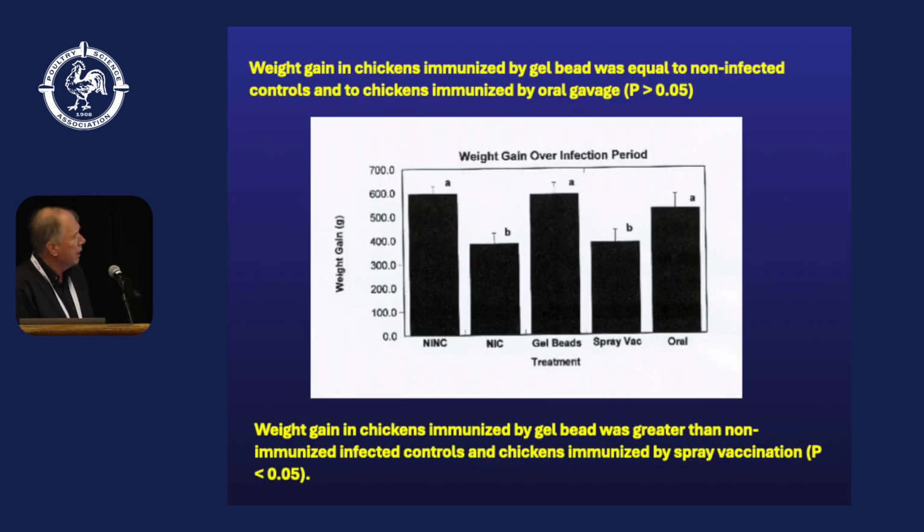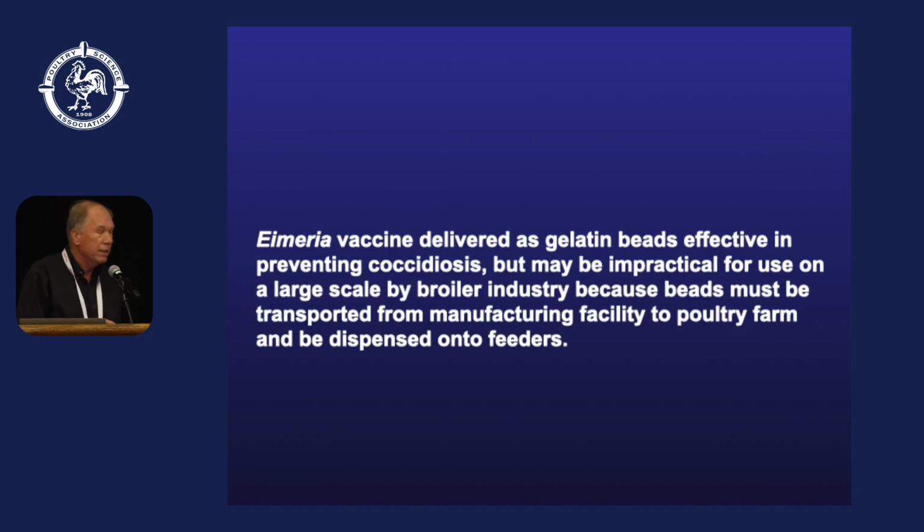And we get nice weight protection in chicks that are orally challenged with the Eimeria maxima or any of the other species in gel beads. So you can see the typical controls, non-immunized gaining 600 grams, non-immunized challenged with the parasite, significantly less weight gain. But with gel beads or with the control, you're getting nice protection against weight gain loss compared to the spray vaccination. So gel beads, oocysts incorporated in gel beads, is an effective way to do this. However, as I'll admit, it's probably impractical.